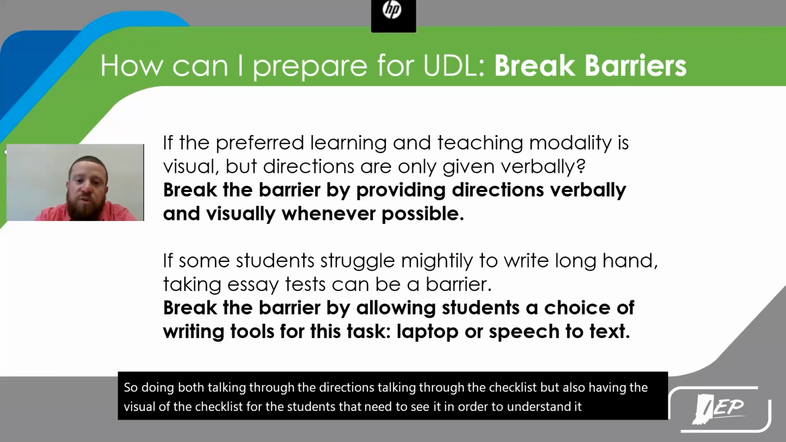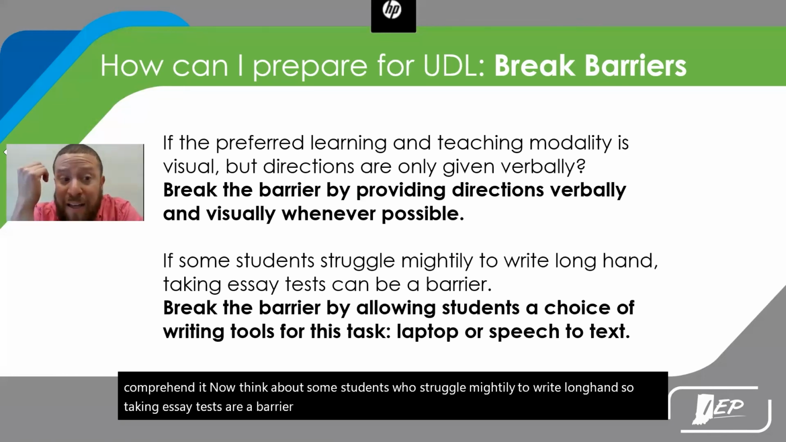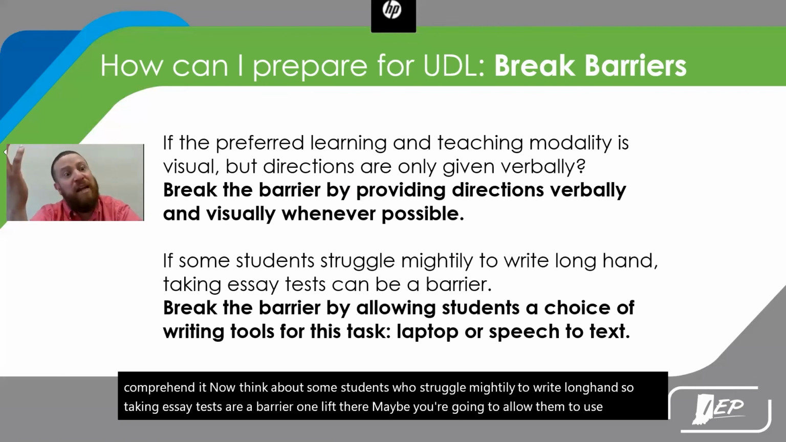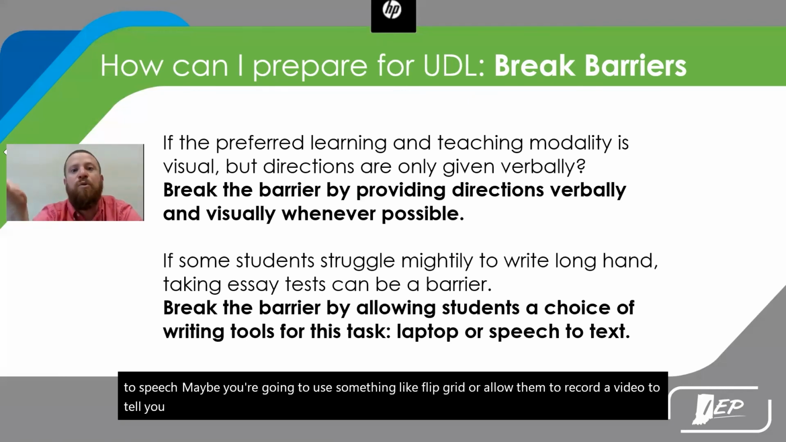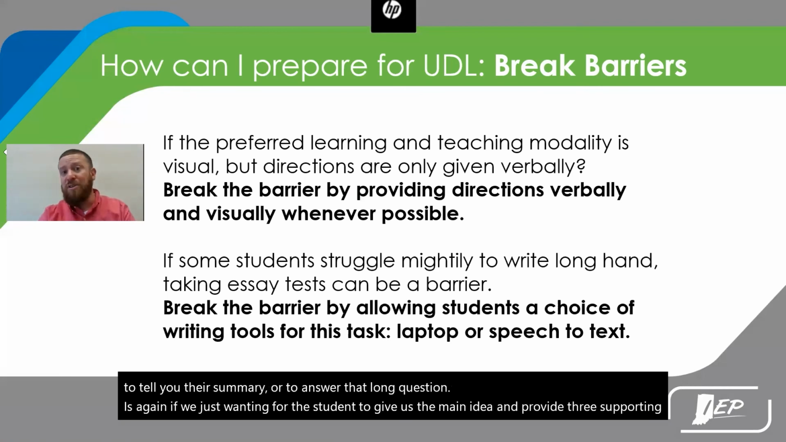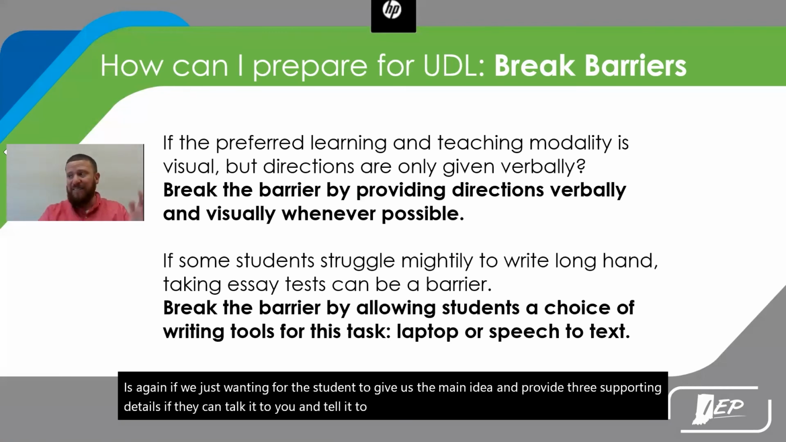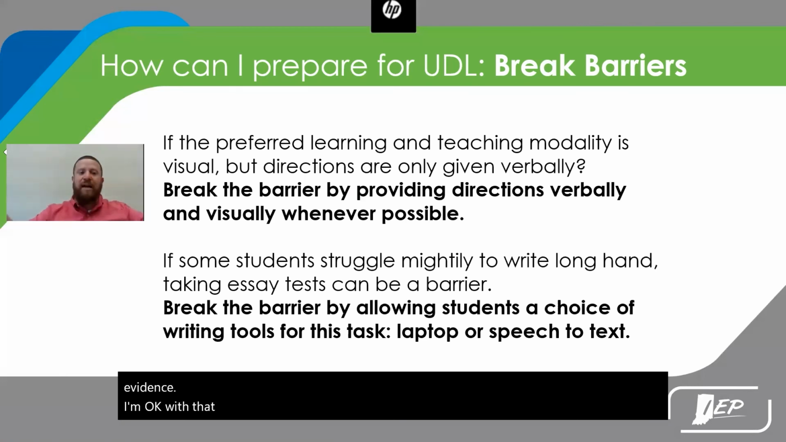Now, think about some students who struggle mightily to write longhand. Taking essay tests is a barrier. One lift there: maybe you allow them to use text to speech. Maybe you use something like Flipgrid or allow them to record a video to tell you their summary or answer that long question. Because if we just want the student to give us the main idea and provide 3 supporting details, and they can tell it to you and there's footage of it as evidence, I'm okay with that. That's the learning objective: main idea, 3 supporting details, boom. So look for ways to break some of those barriers.